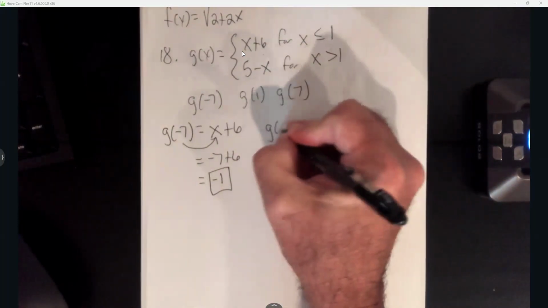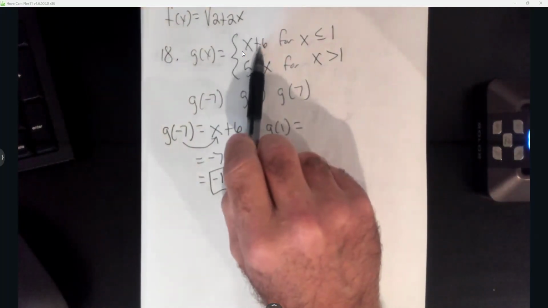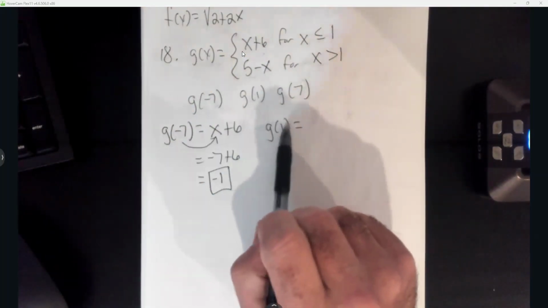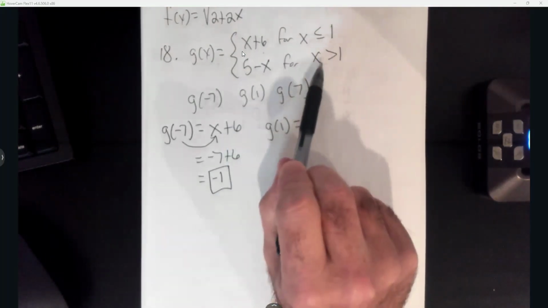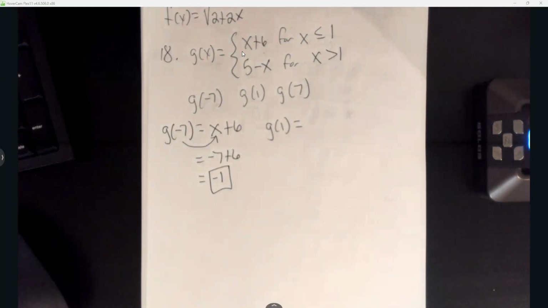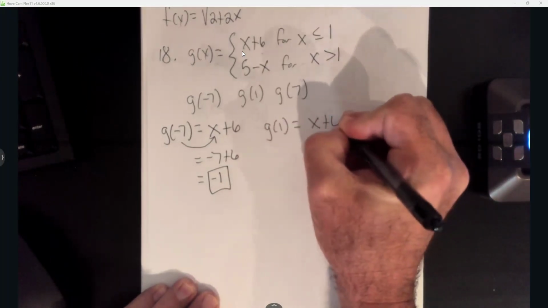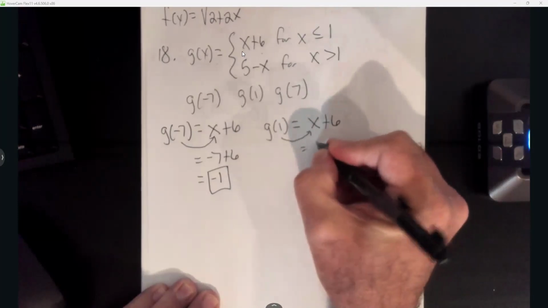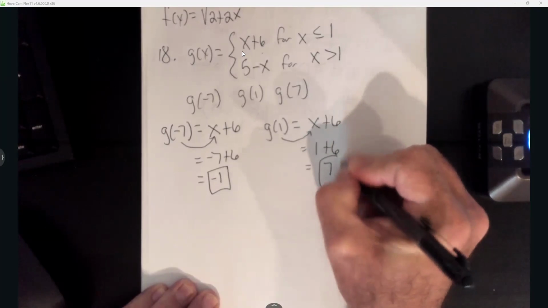All right, y'all, g of 1. Would you use the first equation or the second equation? Is 1 less than or equal to 1? Or is 1 greater than 1? All right, so you are saying first equation again. So that's x plus 6. In place of the x, I'm going to put a 1. So that's going to equal 1 plus 6, which looks like 7.